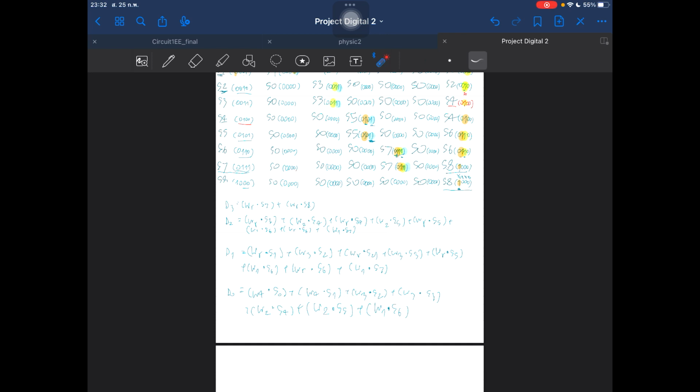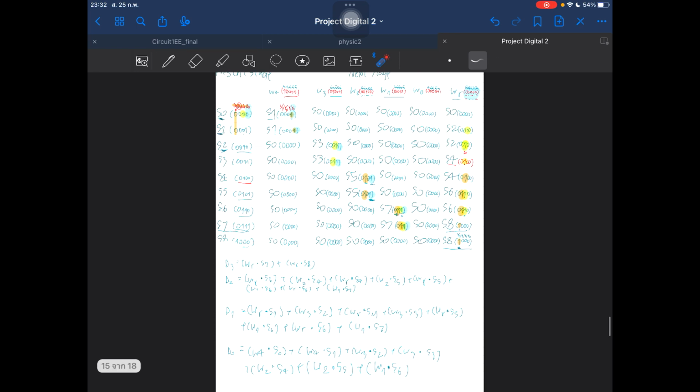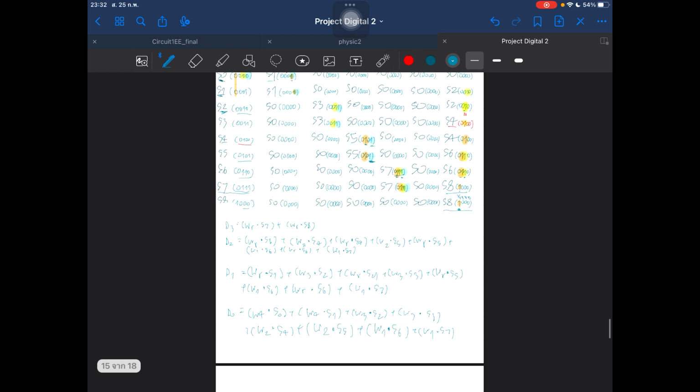State 7, 0 here, 0 here, 0 here, 1 here. 1 here, then input. Input name is W1 and state name is state 7. And continue. Here 0, here 0, then state 7 is finished. Go to state 8. In state 8, the next state is 0. Here 0, here 0, 0, 0, 0, and 0.